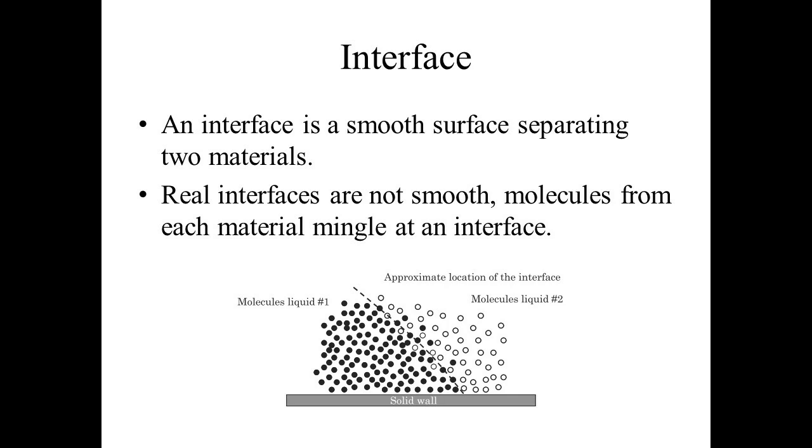Apart from the flow, you also need to understand the interface between the liquid molecules and the solid molecules. An interface is a smooth surface separating two materials. The real interfaces are not smooth, and molecules from each material may mingle at an interface. So there will be some sort of mixture. If you can see the diagram, especially for the liquid, there will be some mingling of the molecules at the interface.